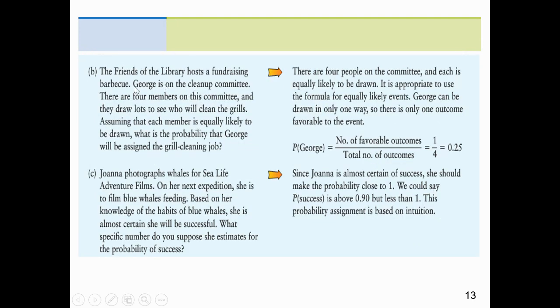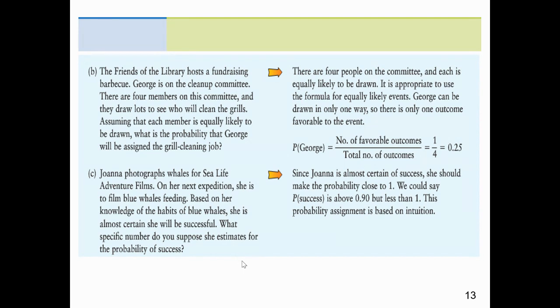Friends of the Library host a fundraising barbecue. George is on a cleanup committee. There are 4 other members on this committee. There are 4 total members. And they draw lots to see who gets to clean the grills. Assuming that each member is equally likely to be drawn, what's the probability that George will be assigned a grill cleaning job? Well, favorable. George may not think it's favorable, but George is only one person, and there's a total of 4 people. Probability he gets picked is 1 chance in 4, 0.25.